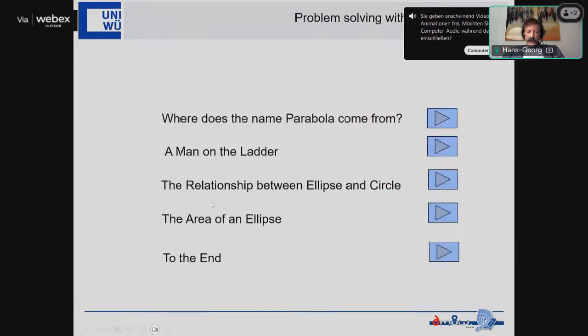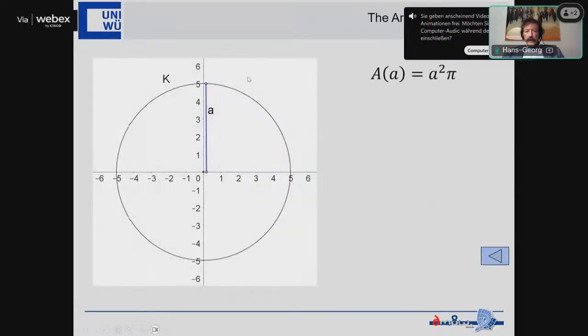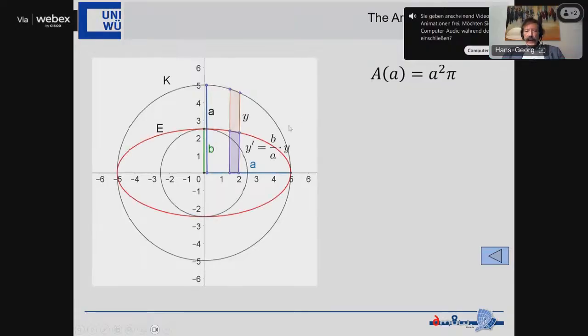And what else do I have? Last one, the area of an ellipse. This also gives us the area of an ellipse. The area of a circle is a squared times pi. And if you think that all these very, very small, nearly rectangles are divided by 2, or there is a transformation, maybe it's not only the midpoint, but you get y prime equals b divided by a times y.